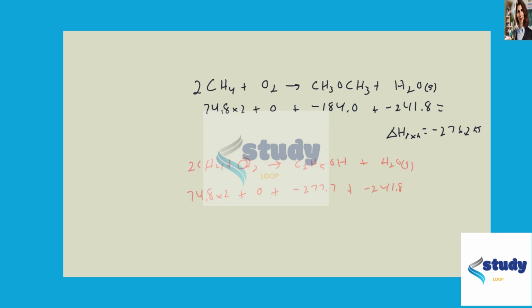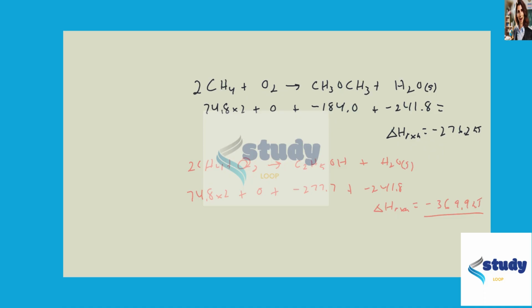These are negatives because they're being formed. This is not being formed. That's why it's a positive. And our delta H for this reaction is equal to a negative 369.9 kilojoules. All right, so which one's more reactive? Exothermic. That would be this one. It is 369 compared to 276, which is much more exothermic. So that would be the ethanol.